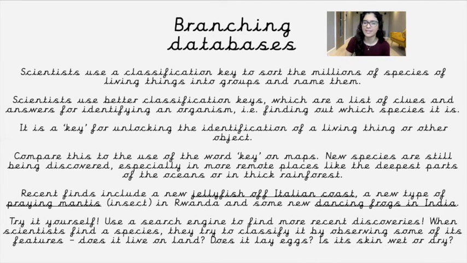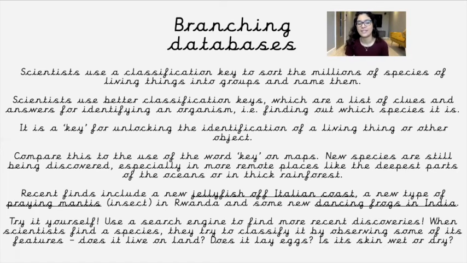So as I mentioned, a branching database is a key for unlocking the identification of a living thing or other object. Now compare this to the use of the word key on a map. When you're using a map, you'll often find that you have a key at the bottom or at the top of the map telling you what different colors mean. So for example, the blue color symbolizes the sea. You could have a dark green color, which symbolizes like the foresty areas of a place. You could have gray, which symbolizes, you know, ponds. So just like the key on a map tells you what something is, these keys in science are used to also tell you what different animals are.